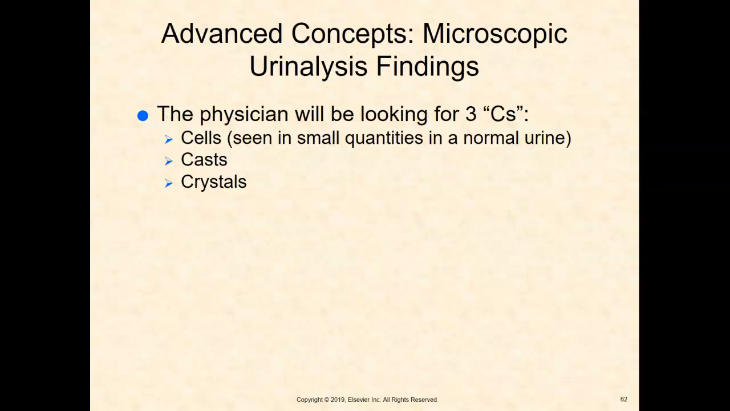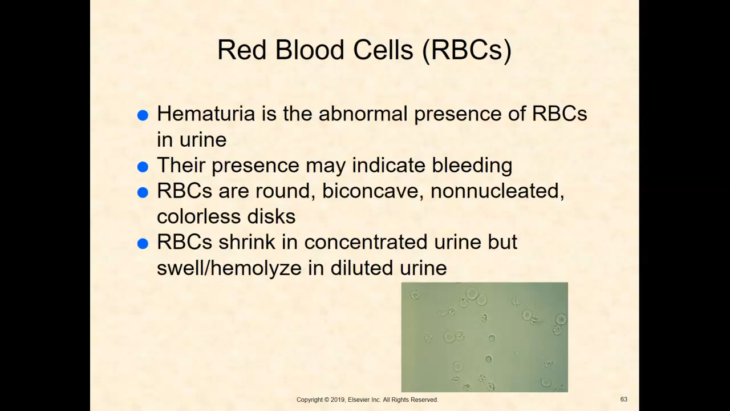So there's three things that we're typically going to be looking for. Cells, such as red blood cells, white blood cells. We're going to be looking for casts, which actually take the shape of the tubules up in the nephron, and certain types of crystals, which can solubilize and come out of the urine depending on different pH. So the first one we're going to look at are red blood cells.